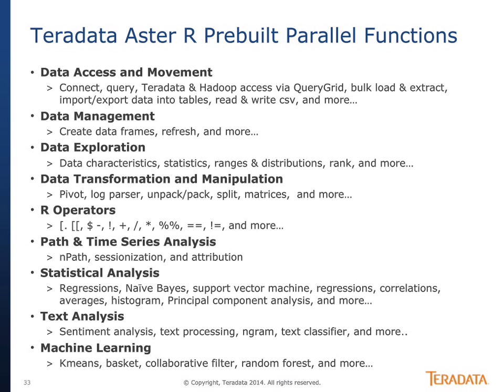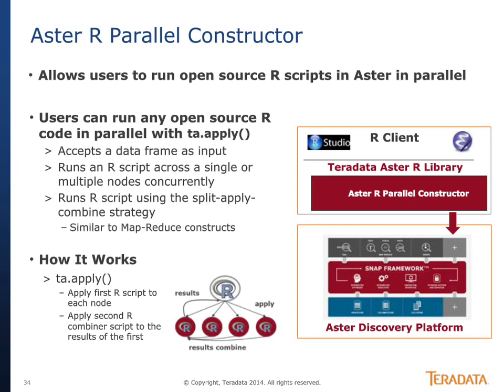Now, let's assume that we don't have one that you need. You can submit any arbitrary R code of your choice with any open source R package that's available directly to Aster. It will stream it through, again, with no memory constraints, and it'll run it in node parallel. And so what we've set up as well is a split apply combine strategy, very similar, if you've ever worked with Hadoop, to a MapReduce strategy, where you have one script that'll run out there at the node level, you bring back the results, and you run a second script on that result.